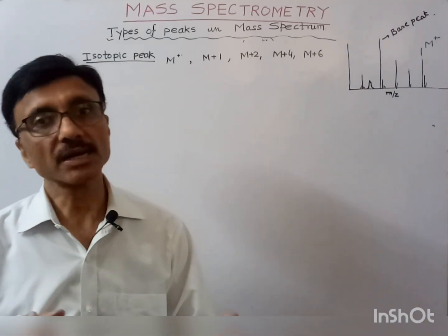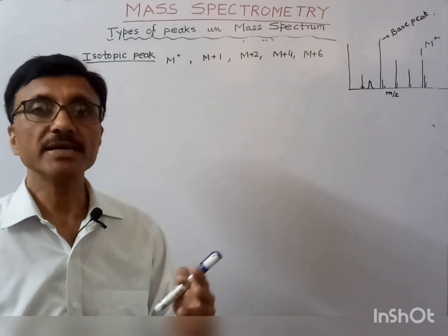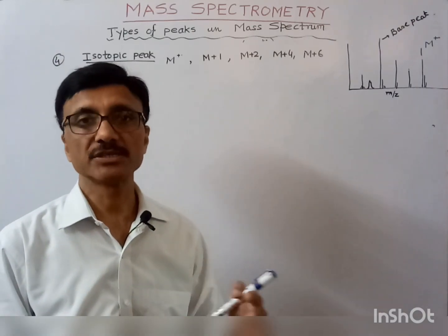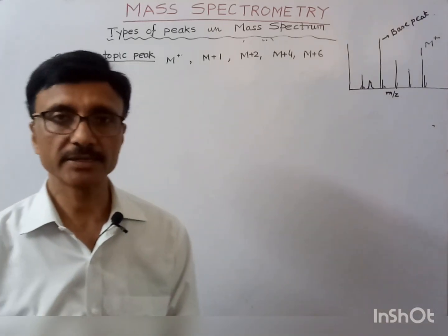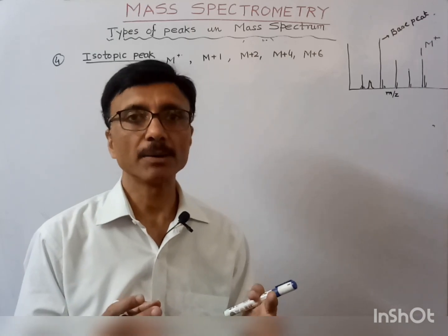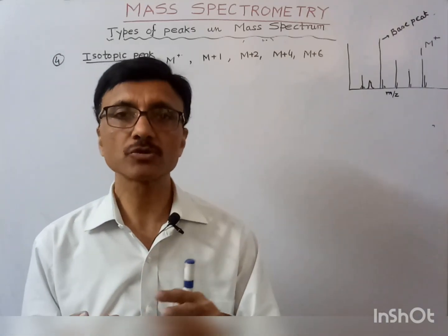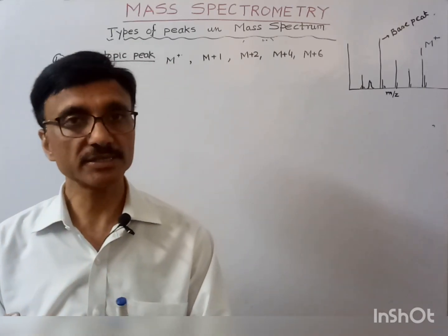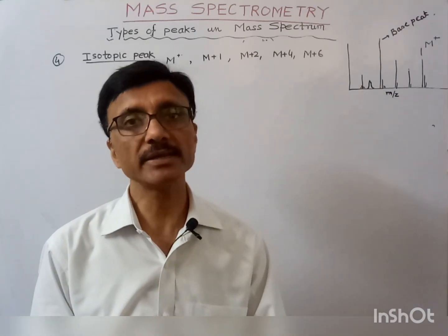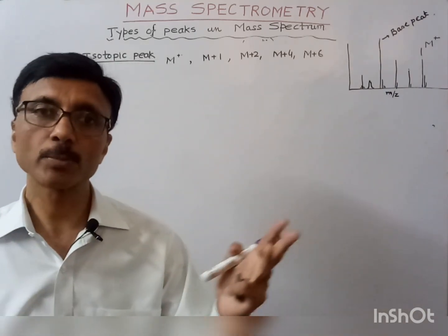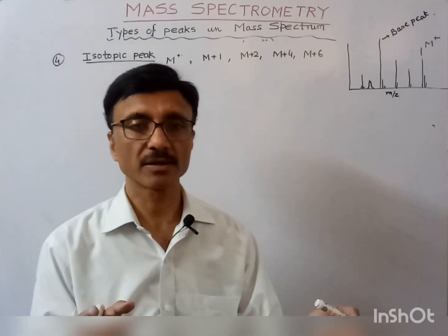In the same way, carbon 14 will also be present, but its relative abundance is very less in comparison to carbon 12. Now suppose we know that if chlorine is present, chlorine having the mass number 35.5, then its isotope will also be present, that is chlorine 37. In the same way, if bromine is present, then bromine also has isotopes, that is bromine 79 and bromine 81. So 2 mass unit higher isotopes.